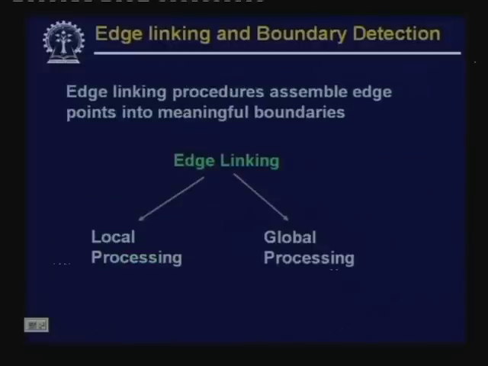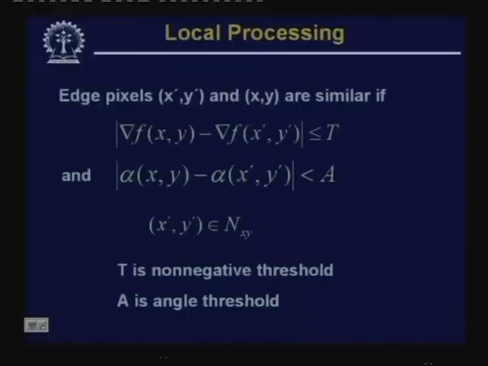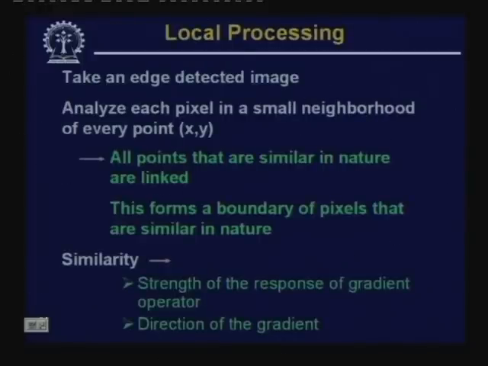So, we have said that there are mainly two approaches for the edge linking operation. The first approach is the local processing approach, and the second approach is the global processing approach. In the local processing approach, we take an edge detected image as input. This is an image containing only the edge pixels. We assume that edge points will be white and all the non-edge points will be black.